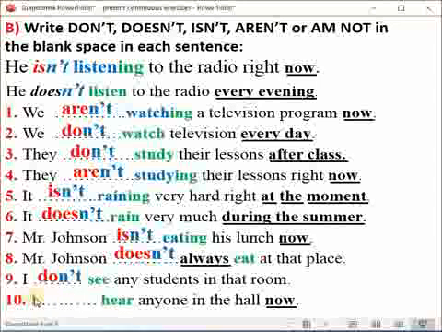We will conjugate it in the simple present and we will say I don't hear anyone in the hall now. The hall, right now.